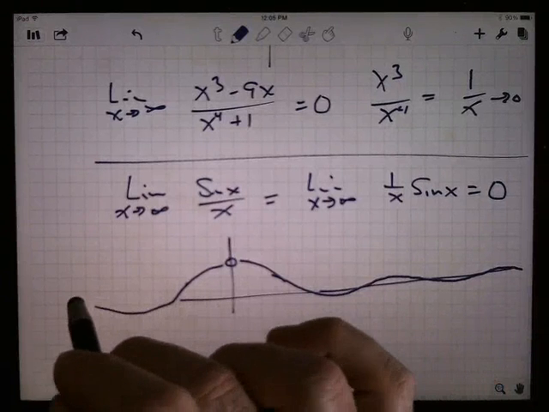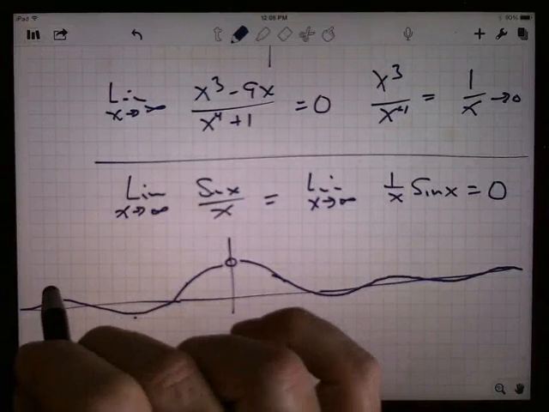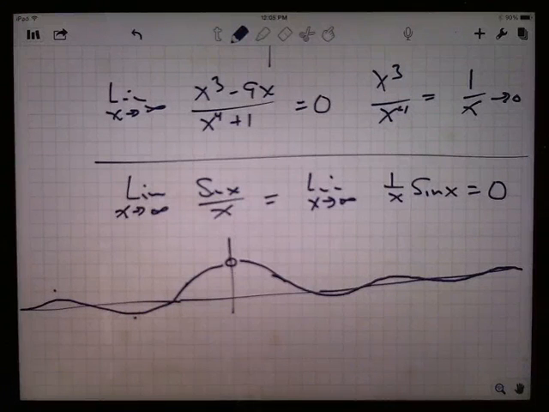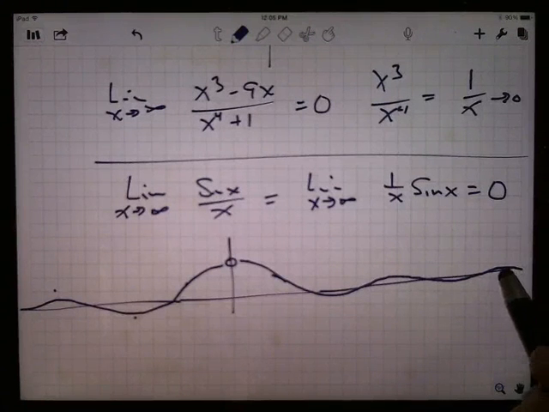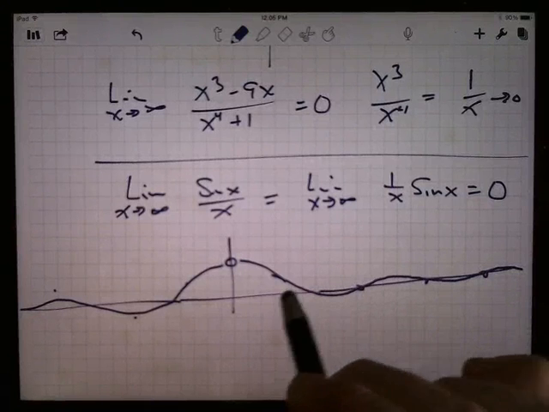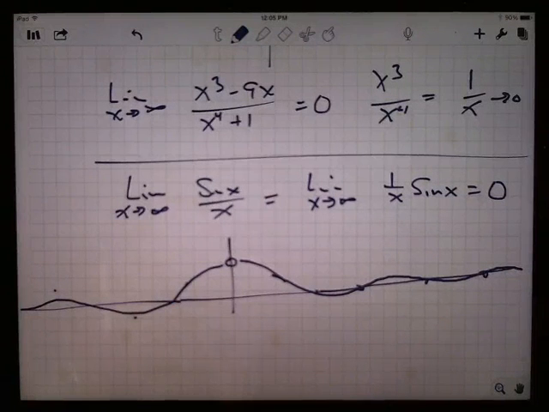Likewise, on this side, as you go to minus infinity, it keeps going up and down. It keeps going below and above and below and above. But each time you go less and less. And this does have a horizontal asymptote of 0. This function crosses the horizontal asymptote infinitely many times. And yet we still call it a horizontal asymptote because that's what the function looks like.